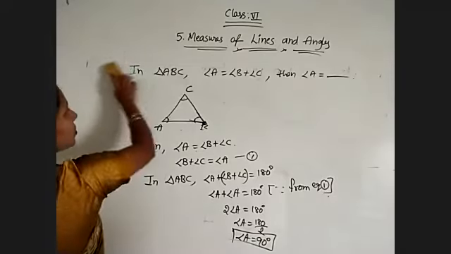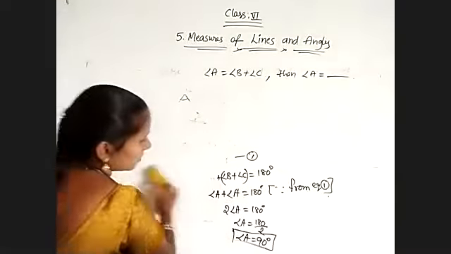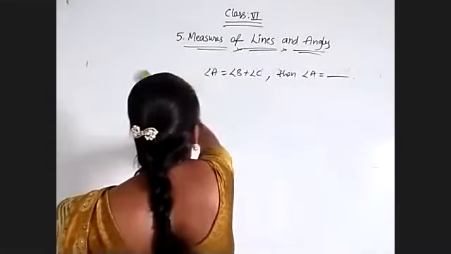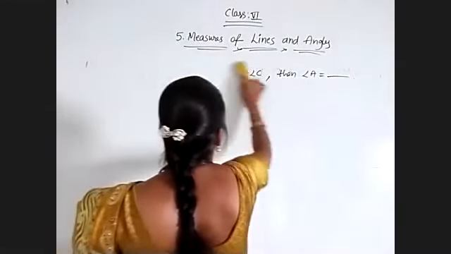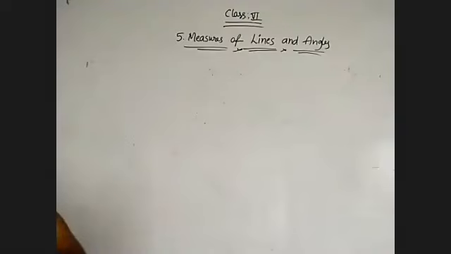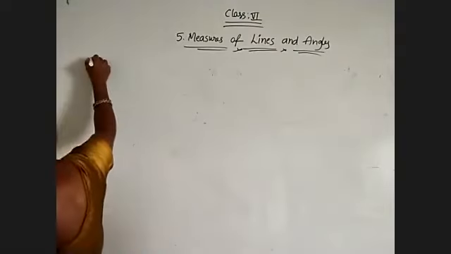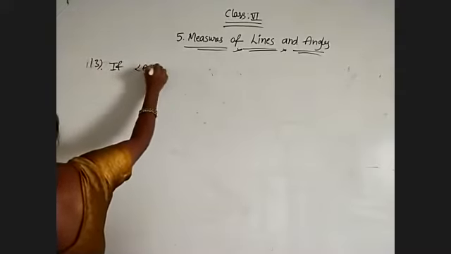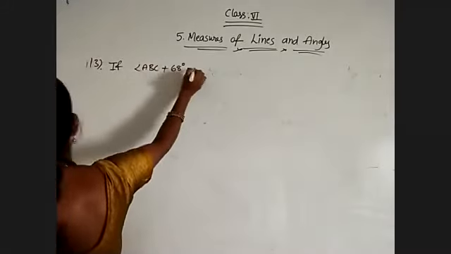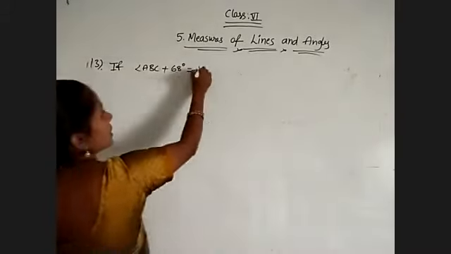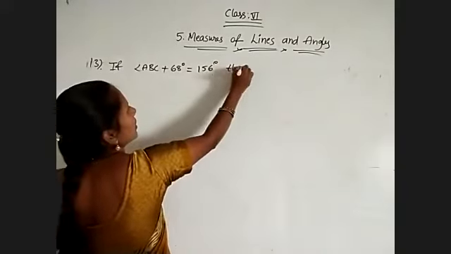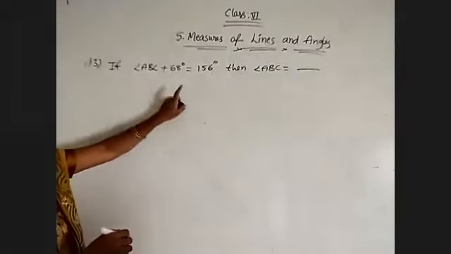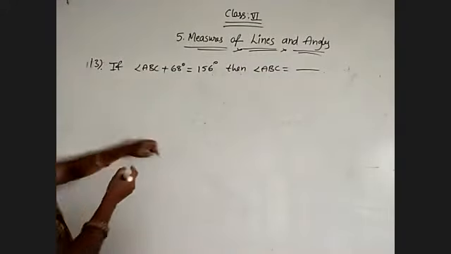Now coming to the next problem. If angle ABC plus 68 degrees is equal to 156 degrees, then angle ABC will be equal to dash. So here they may ask for the measurement as well as which type of angle. So just observe.